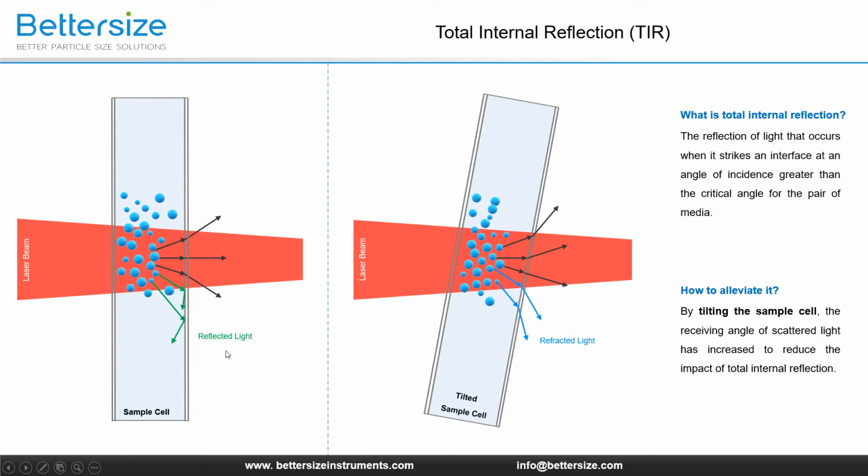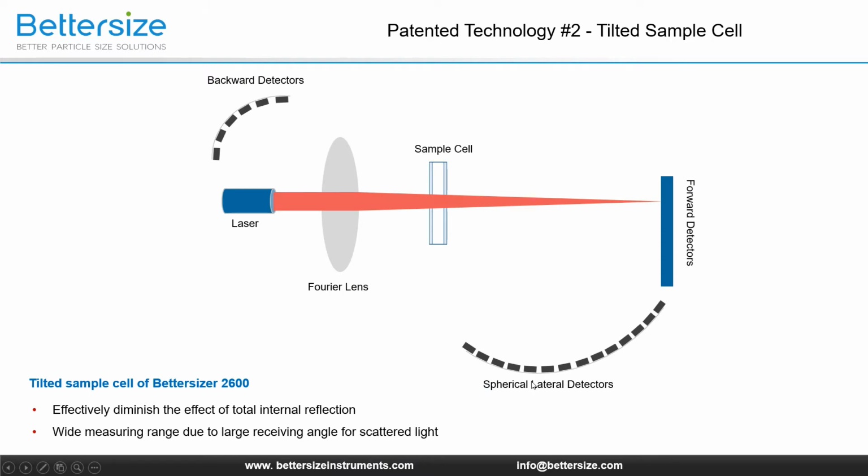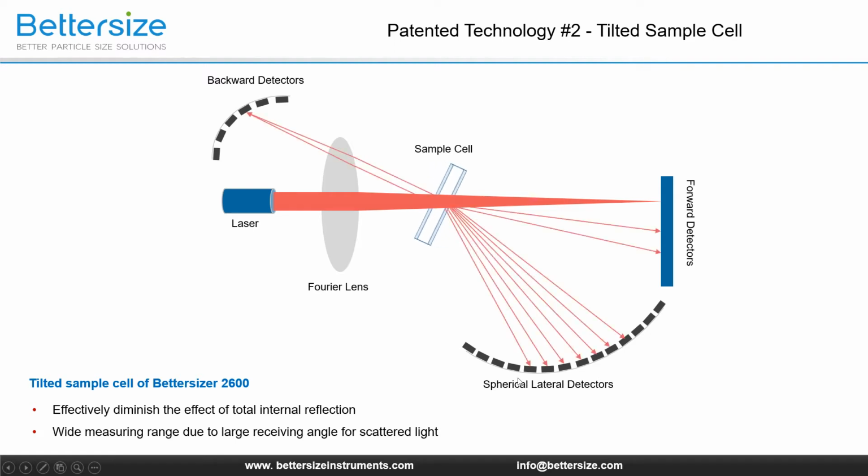Is there any approach to alleviate TIR? Yes, tilt the sample cell. By tilting the sample cell, there is less reflection and more refraction, as shown in the left figure. So, the Bettersizer 2600 puts the sample cell at a specific tilted angle to reduce the impact of TIR and increase the receiving angle of scatter light. Compared with the traditional approaches, such as adjusting the position of the detectors or laser source, the tilted sample cell technology is an innovation. This technology effectively diminishes the effect of TIR, and it leads to a wide measuring range due to the large receiving angle of scatter light.